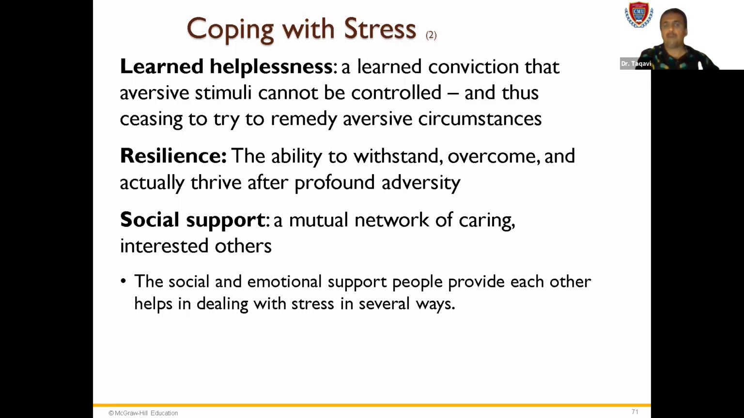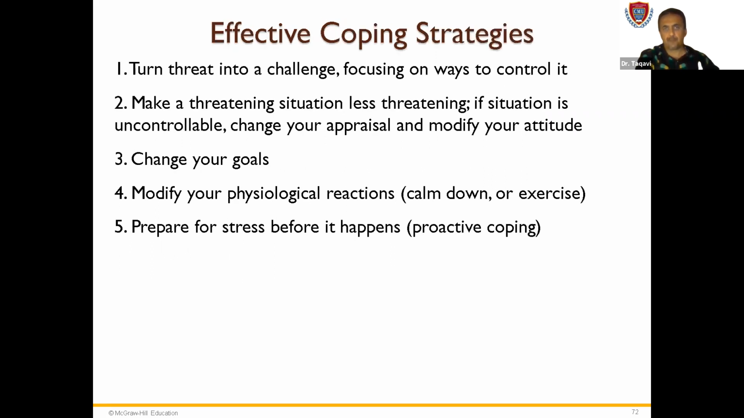Resilience: the ability to withstand, overcome, and actually thrive after profound adversity. And social support: a mutual network of caring, interested others. The social and emotional support people provide each other helps in dealing with stress in several ways. And the final part is about effective coping strategies. One, turn threat into a challenge, focusing on ways to control it. Two, make a threatening situation less threatening. If the situation is uncontrollable, change your appraisal and modify your attitude.